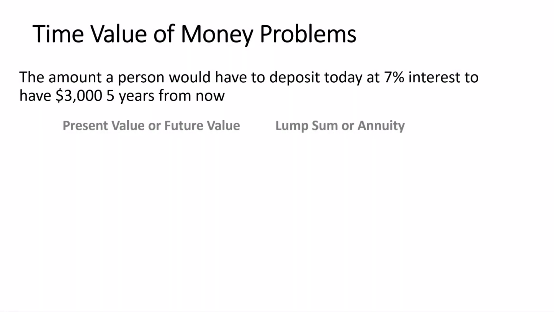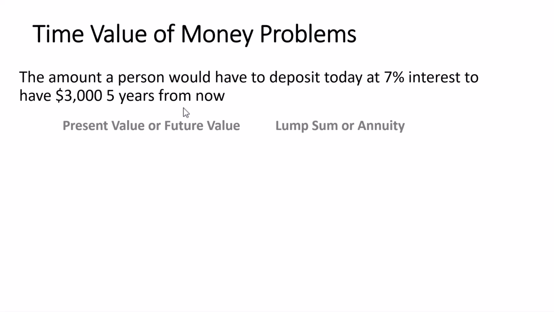Hey everyone, so in this video, we're gonna walk through a couple time value of money problems. In this first problem, we have the amount a person would have to deposit today at 7% interest to have $3,000 5 years from now.